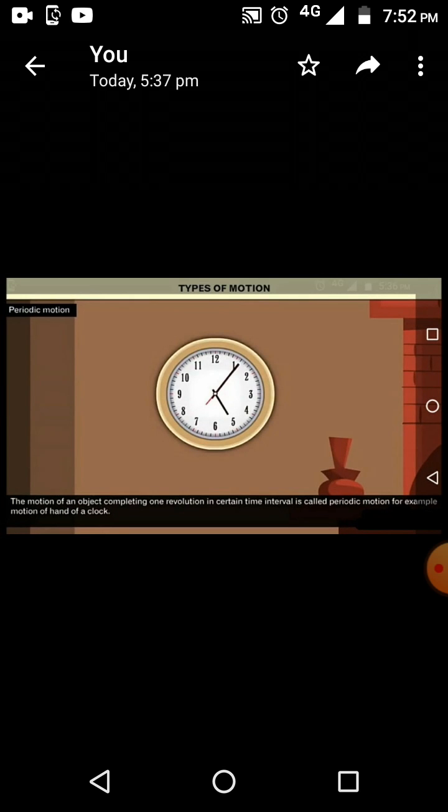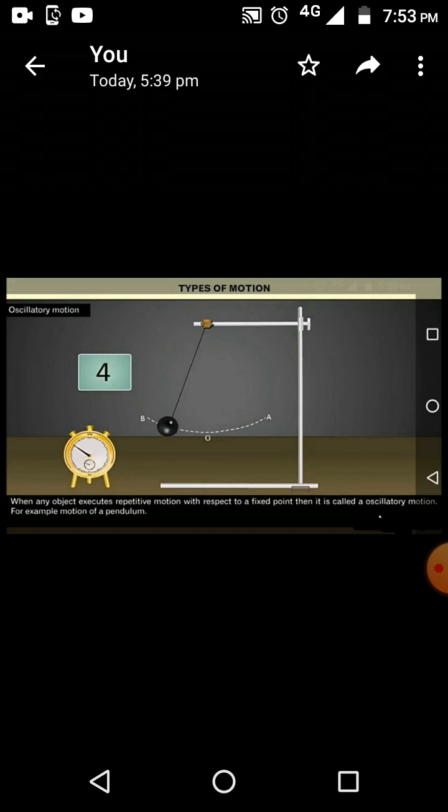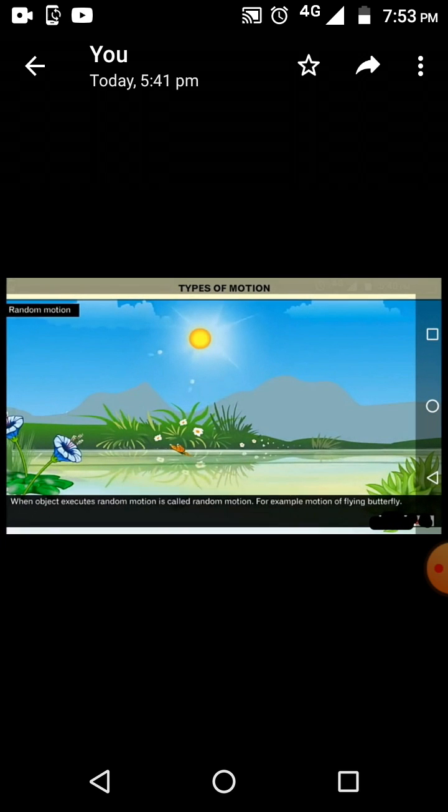Third, periodic motion. The motion of an object completing one revolution in certain time interval is called periodic motion. For example, motion of hand of a clock. Now, oscillatory motion. When any object executes repetitive motion with respect to a fixed point, then it is called oscillatory motion. For example, motion of a pendulum. Now, random motion. When an object executes random motion, it is called random motion. For example, motion of a flying butterfly.